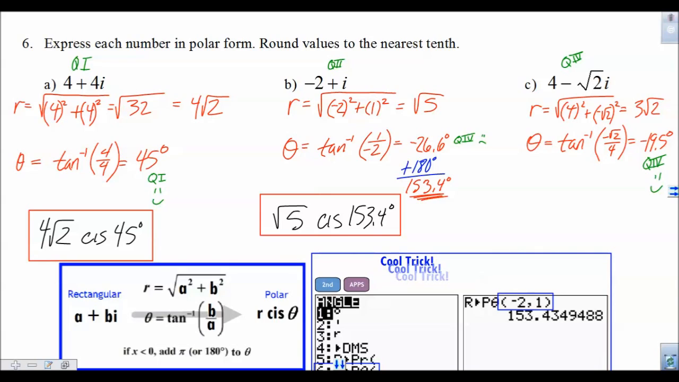So there's no need to change this here, okay? It's the quadrants that dictate whether you're adding 180, not the fact that you get a negative angle. We talked about that in class, so watch out for that on test day. And so there we have our final answer.